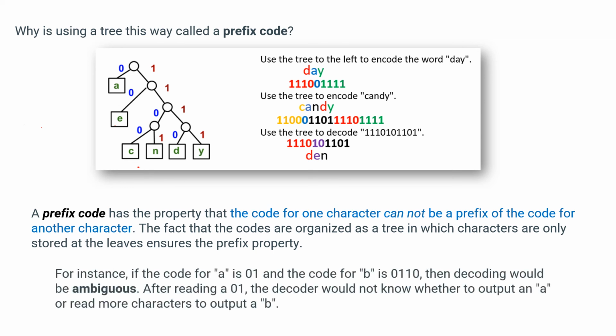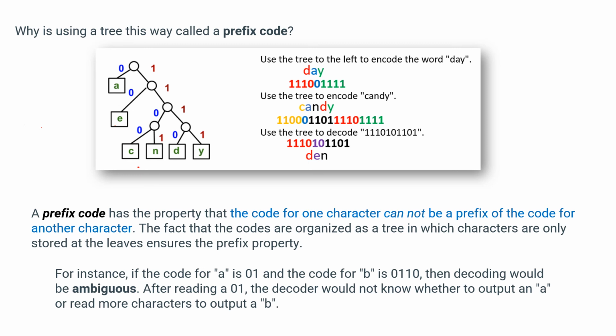So here's just an example. The code for A is 01. No, that's not in our tree. I was looking up at this tree that we have up here, and that is not the code for A, right? The code for A would just be a 0. But this is just an example for some other tree, let's say. So let's say we have another tree, and the code for A is 01, and the code for B is 0110, then that's where we'd have a problem.